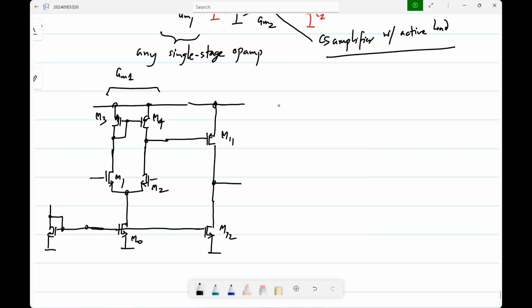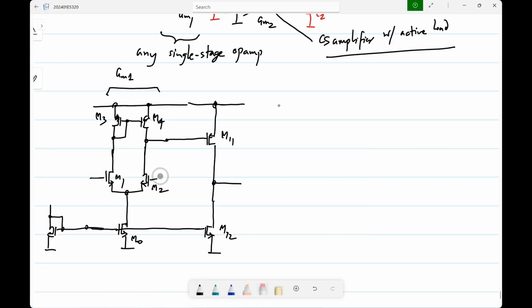Which is the positive input terminal of the op-amp? Gate of which transistor is the positive input terminal of the op-amp? M1, M2. Which one? Which is the positive input terminal? How do you find out?